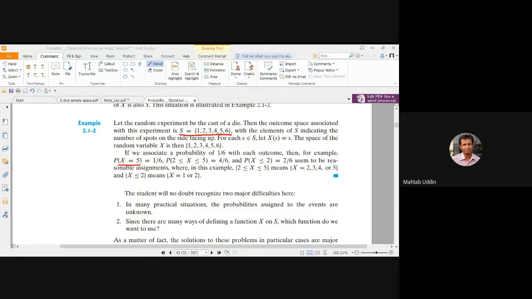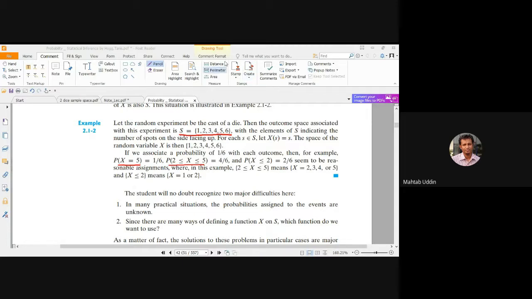The next one, probability of getting 2 to 5. How many outcomes are in your favor? 2 to 5. So 4 by 6. Why? 2 to 5, there are 4 outcomes. And each of them has the probability 1 by 6. So 4 into 1 by 6, that is 4 by 6. Okay? You understand? Yes, sir.